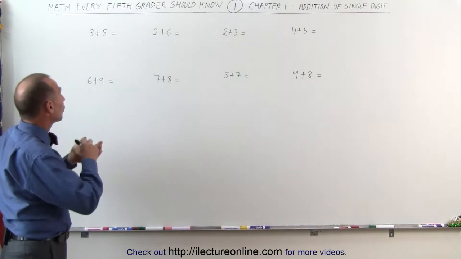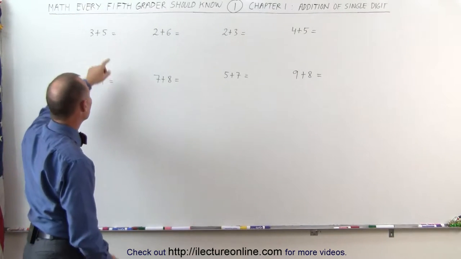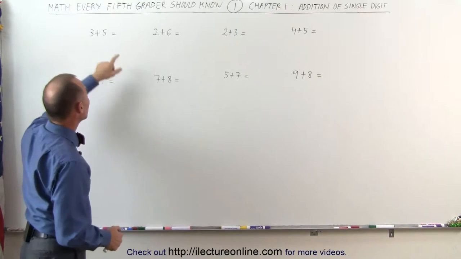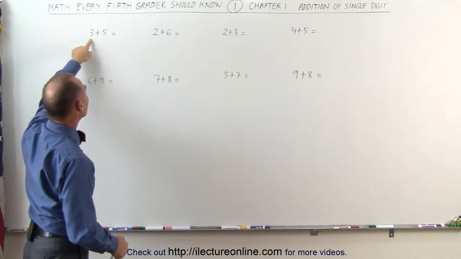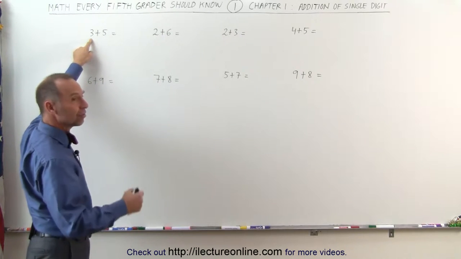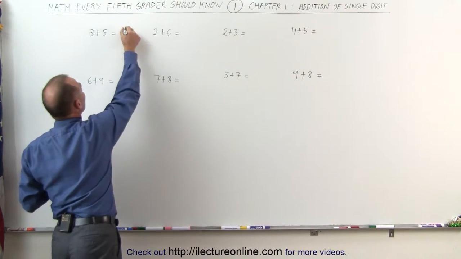Let's start out with something that's fairly straightforward, adding single-digit numbers. When the numbers add up to a total that is less than 10, that's pretty straightforward. In this case, we have 3 plus 5, and the way we tend to look at it, it's easier to think of the larger number, and then we add the smaller number to it. Starting with 5, add 3 more to that, that's 6, 7, and 8. The total of that is 5 plus 3 equals 8.